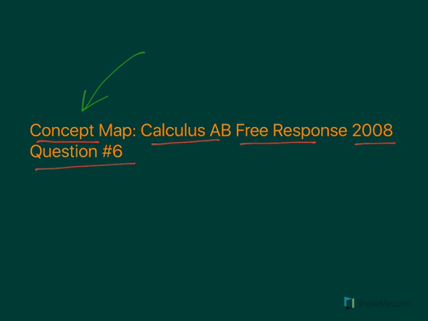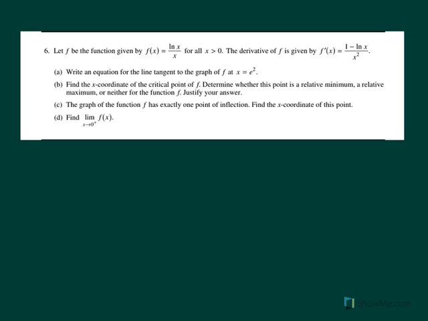This is just a walkthrough of how to approach the problem and hopefully get you started on the problem and going in the right direction. So let's go ahead and look at what we have here. So number 6, it says let f be the function given by, and then they give you the equation for f for all x values greater than 0, and they even give you the derivative of f already worked out for you. So there's your f prime, your first derivative.